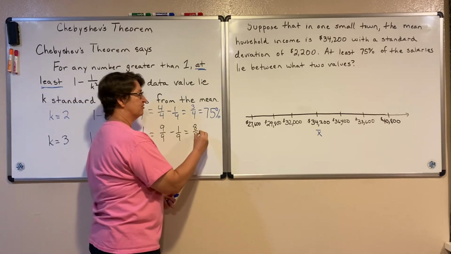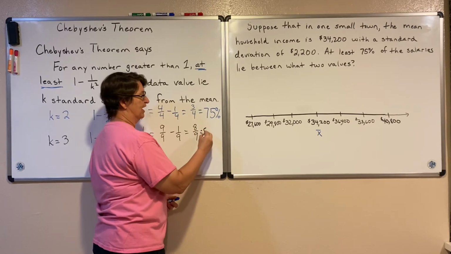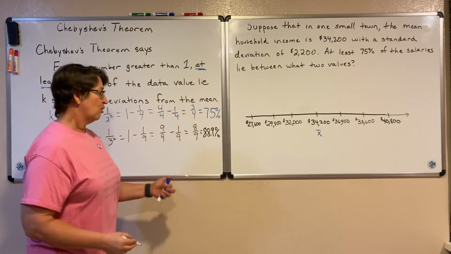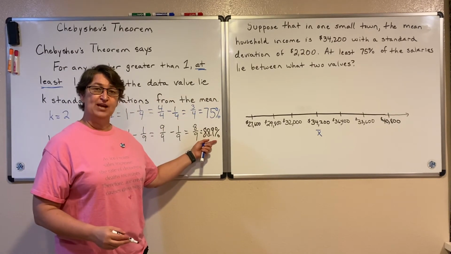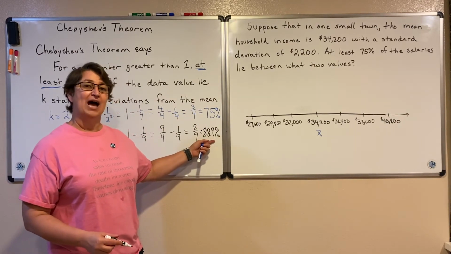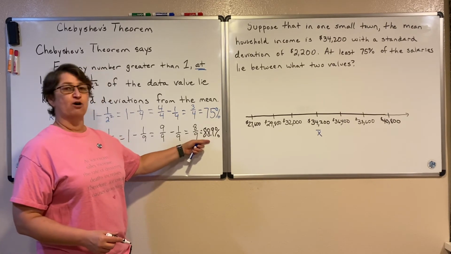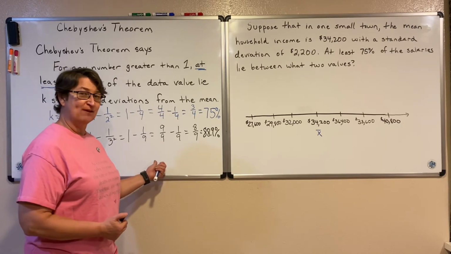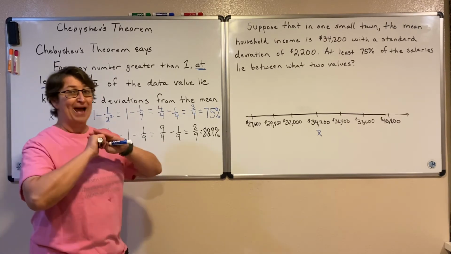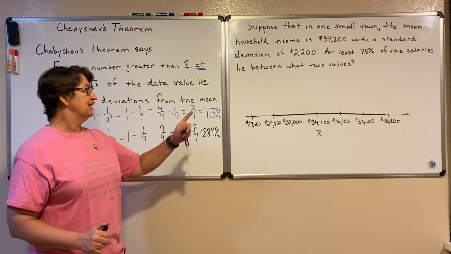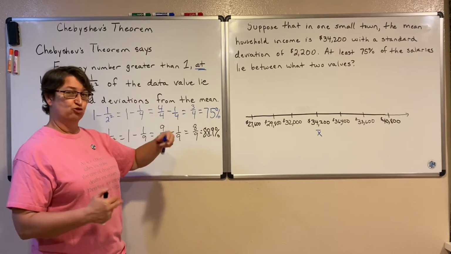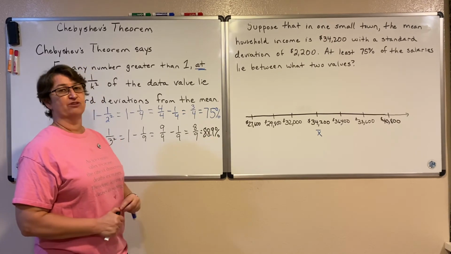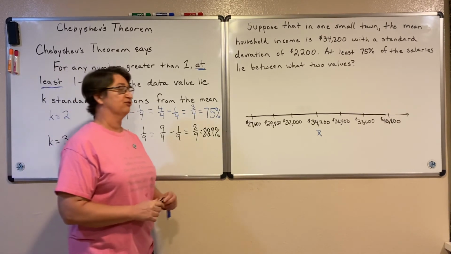This 8/9 is about 88.9%. So when we talk about going out 3 standard deviations, at least 88.9% of our data is going to fall within 3 standard deviations. So now that we know a little bit about Chebyshev's theorem, which tells us no matter the shape, at least 75% of our data lies within two standard deviations from the mean, and at least 88.9% of our data lies within three standard deviations from the mean.